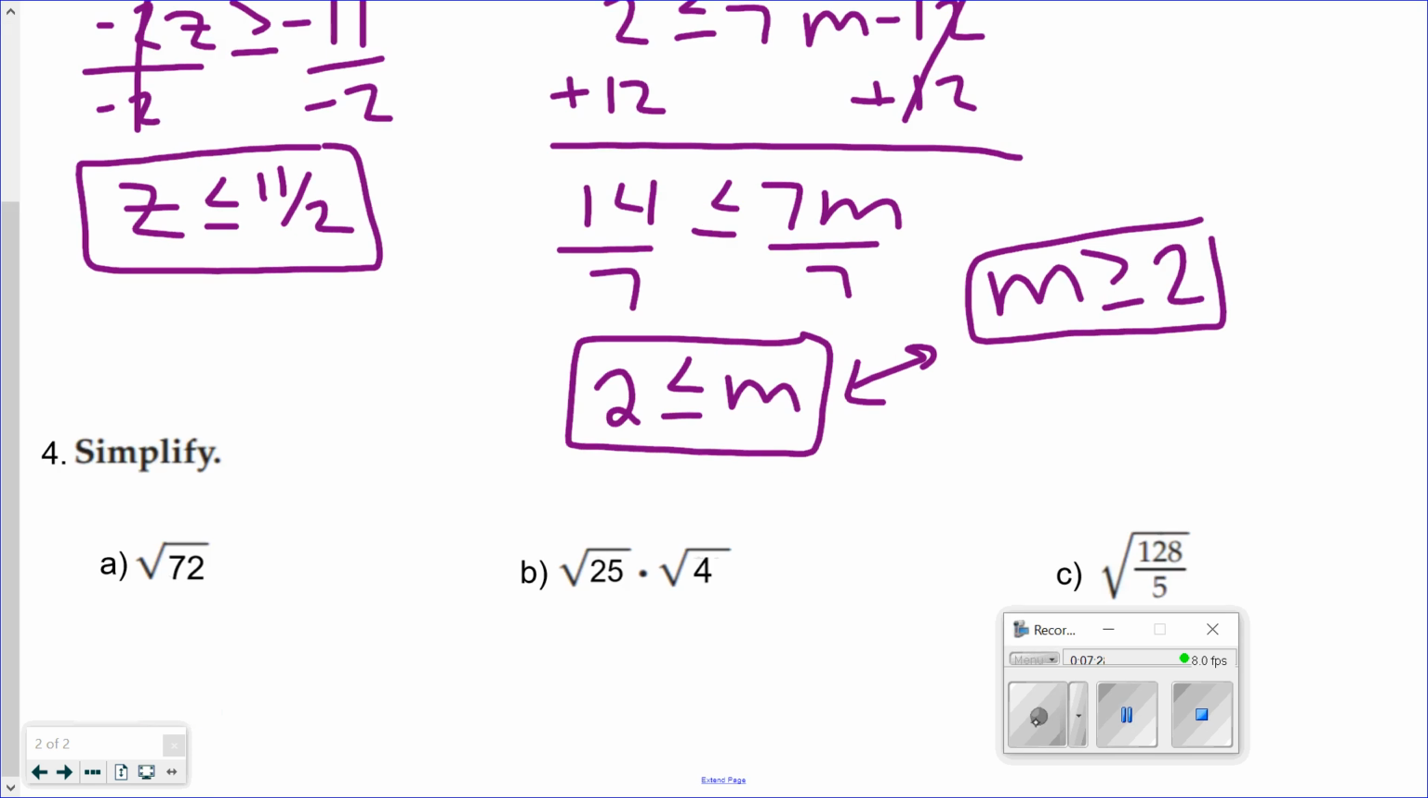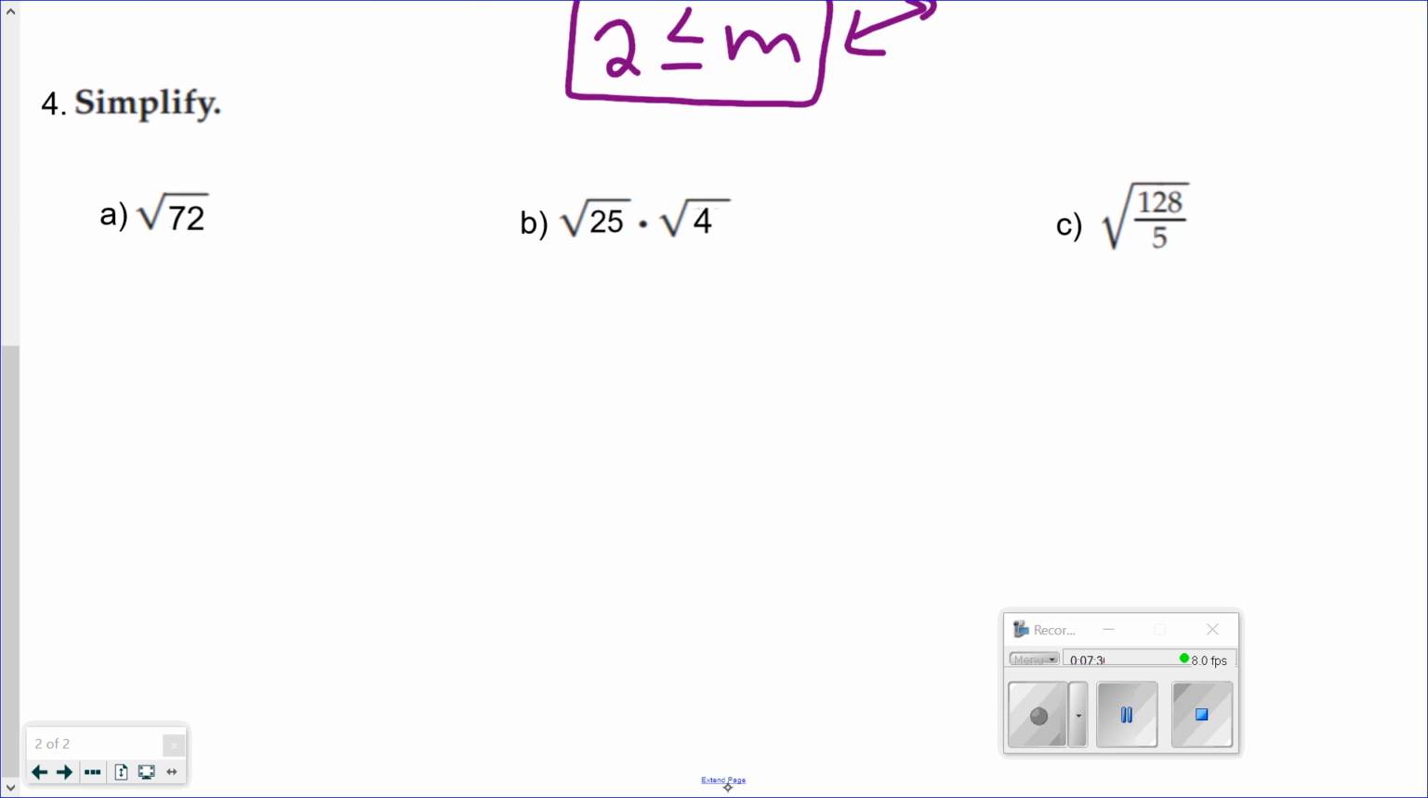The last part of the study guide is about radicals. So simplifying these radicals, let's start with part A. So I have the square root of 72. I need to figure out what perfect square is divisible by 72. And if I go through my perfect square numbers, hopefully you have them written down somewhere, I see that 72 is divisible by 36, and the other factor would be 2, so 36 times 2 is equal to 72.